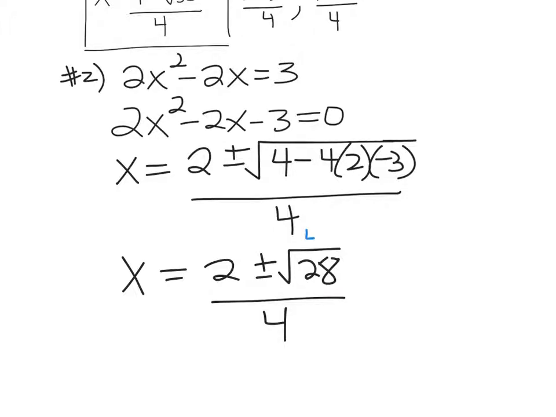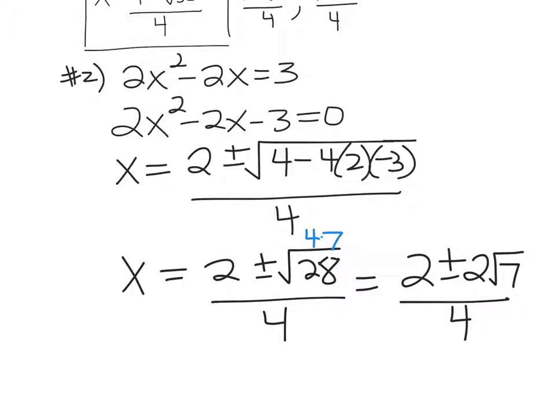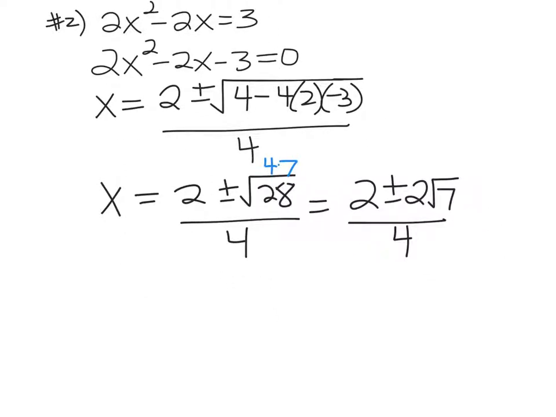So 28 is the same thing as 4 times 7. Okay, so I'm going to write this as 2 plus or minus the square root of 4 is 2, and 7 gets left behind, over 4. Is everyone okay with that step? That was what we worked on last week. Remember I said now you're required to do that every time you see a square root of something that has a perfect square in it. You have to simplify it.